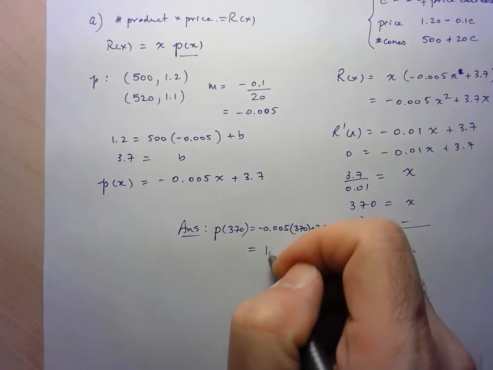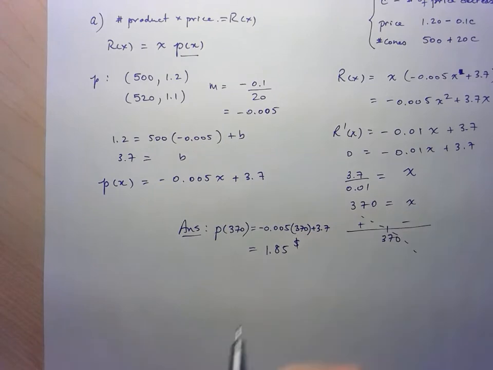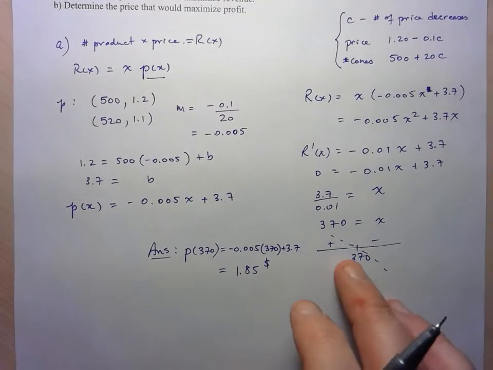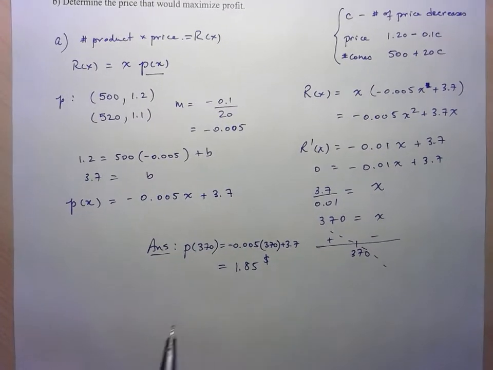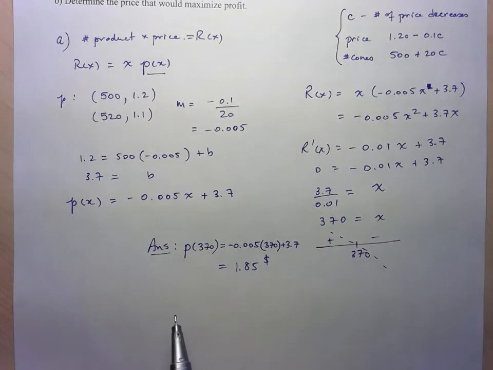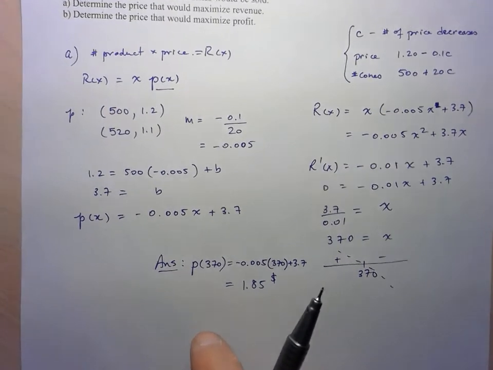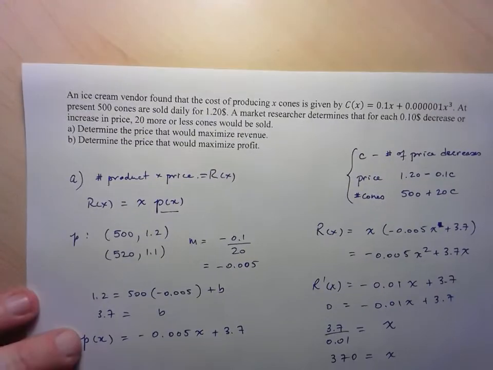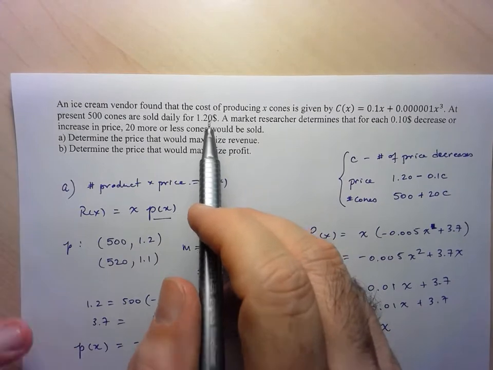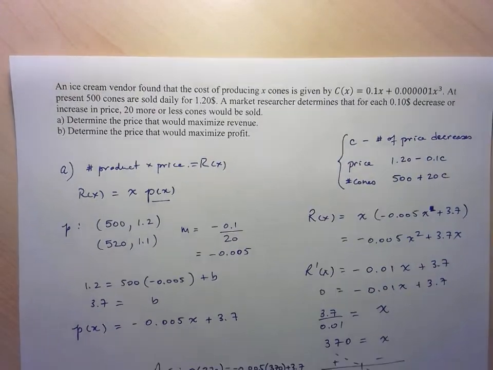So if we want to maximize our revenue, we're going to charge $1.85, so it's worth bringing down the price of these ice cream cones. Oh, sorry, I made a mistake. Looks like we're increasing the price of the ice cream cones, because it started off as 120.